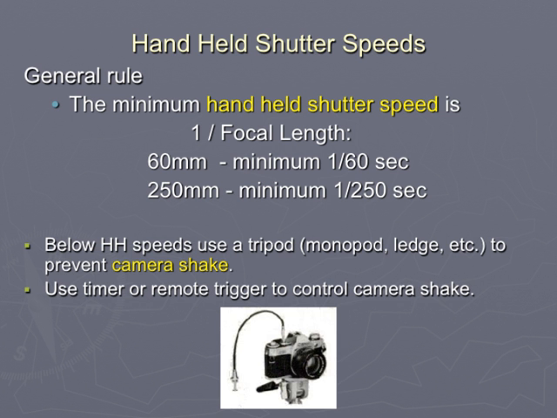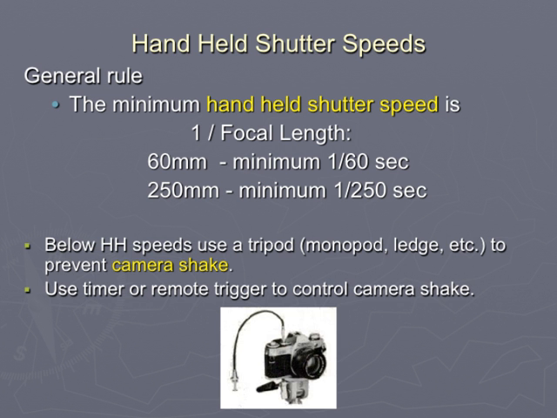Other things that you can do if you're using slightly slower shutter speeds is use a tripod or a monopod, or you can set your camera on the camera bag, or on a fence post or something that's going to help hold the camera steady, and then use the self timer on the camera or the remote release to take your photograph.